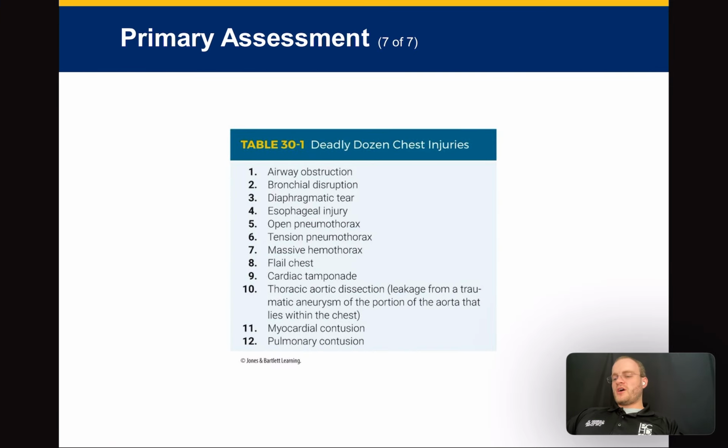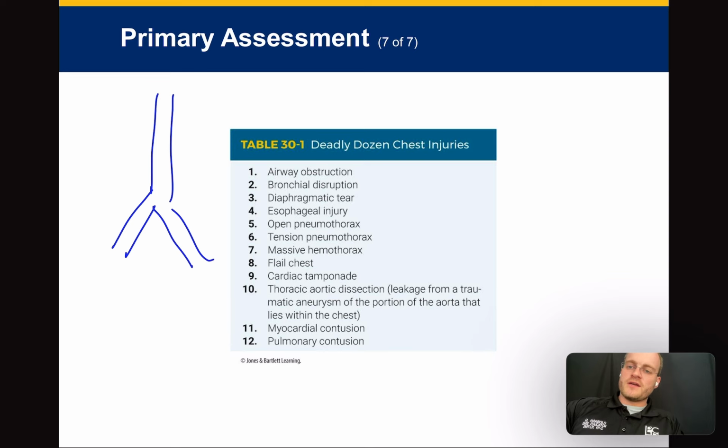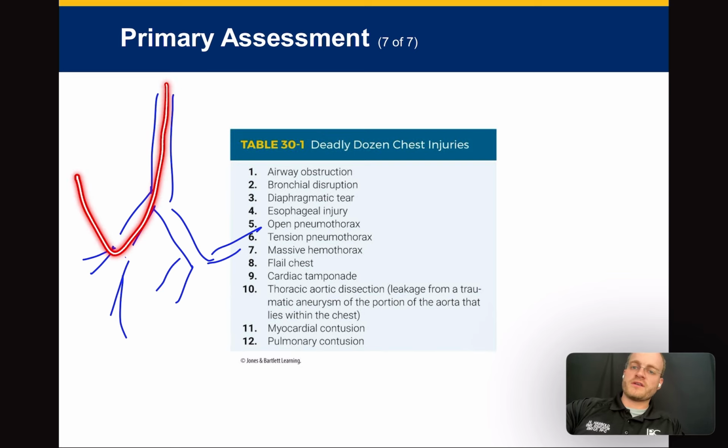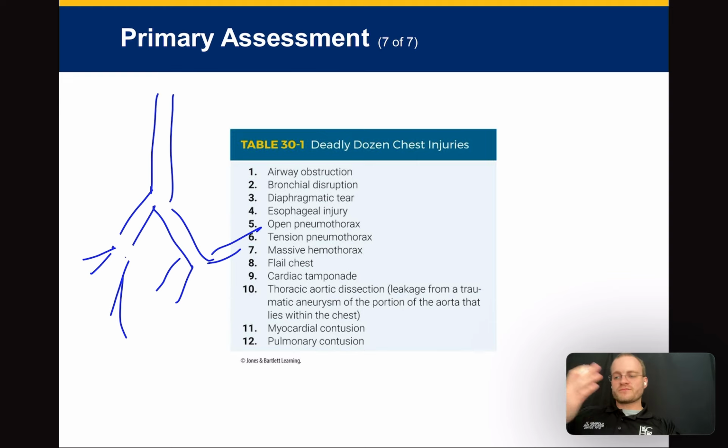And so this is what they call the deadly dozen of chest injuries. Airway obstruction, i.e., a toddler puts a battery in their mouth and gets it stuck in their airway. Okay, that's deadly. Bronchial disruption. Remember, the trachea comes down and splits at the level of the carina, and then it breaks off into all these bronchioles. If one of these bronchioles gets torn, then air is going to escape when it comes through the trachea into the bronchiole and into the lung and then the chest cavity. And so this is obviously very fatal.